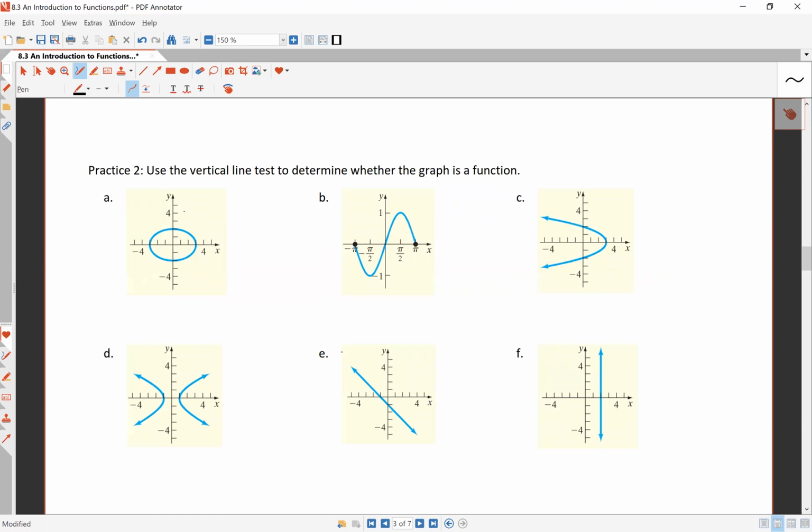Practice 2a, we could get a vertical line right off the bat to get that one to cross in 2 points. This means that each x has more than one y associated with it, so this is not a function. Whereas every vertical line crosses this one in one spot, so this is a function. Sideways parabolas are not functions. This is not a function because it crosses in more than 1 point.